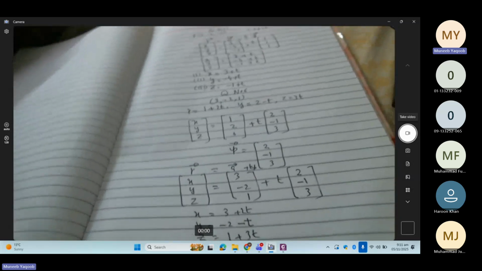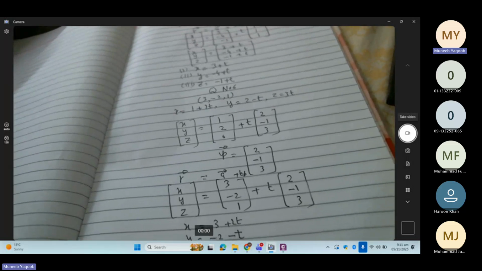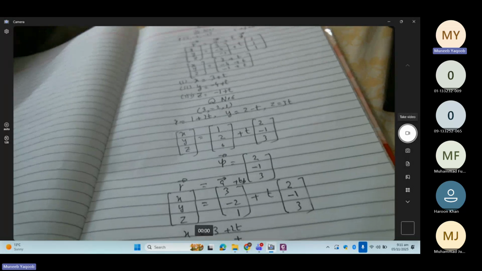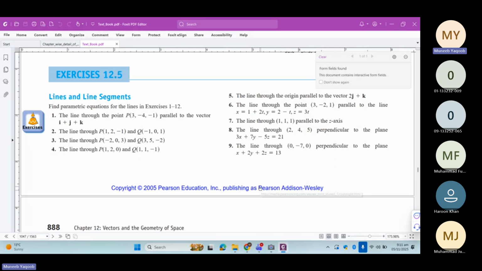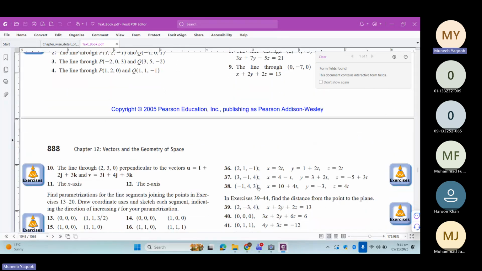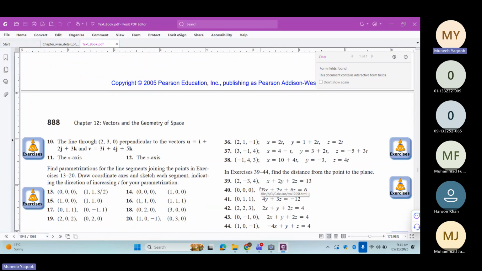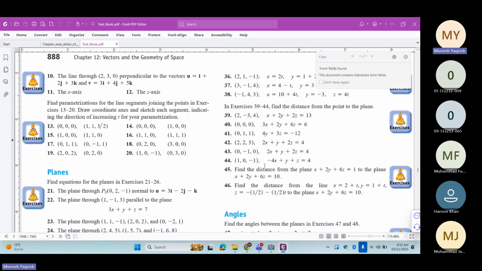Okay, now let me tell you some theory regarding the point of intersection of two straight lines. How will we find the point of intersection of two straight lines? For that, we need to have two vector equations, and then we will find the point of intersection of the two lines. Okay, so let me quickly find one question that is related to this.